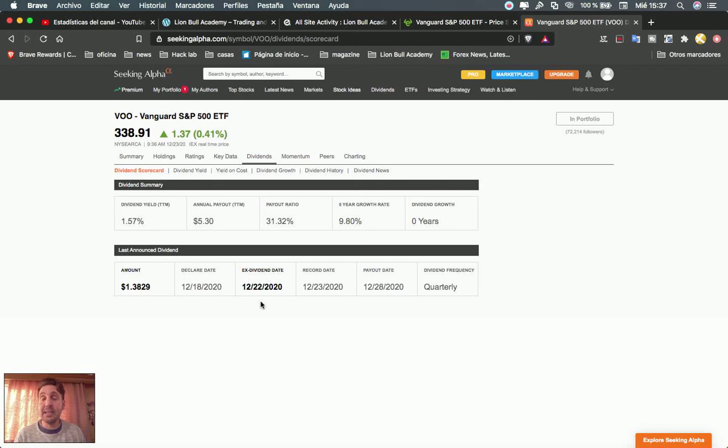The ex-dividend date is the date by which we need to own the stock, or the ETF in this case, before we can get paid, and the record date is the date we need to own it through. So on day 24 we can sell the stock and still we will get the dividend. And the payout date will be the 28th of December in this case.